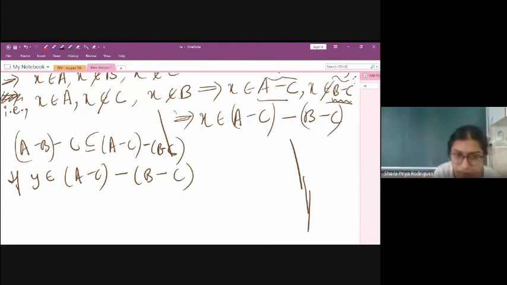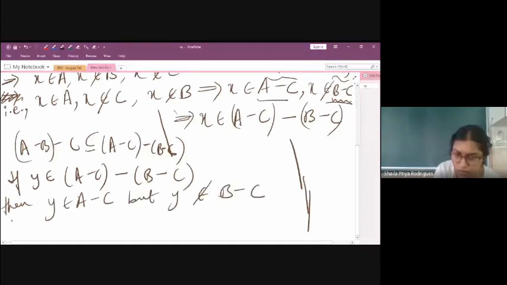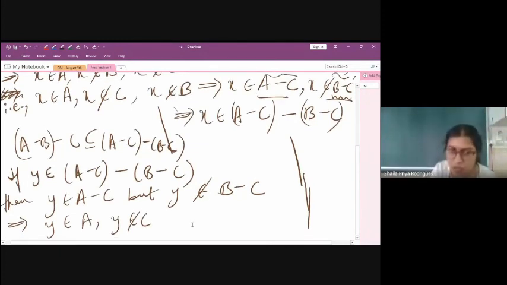All right, so if Y is a part of (A − C) − (B − C), then Y is a part of A − C, but not a part of B − C. This implies Y belongs to A, but not C. Y belongs to A − C means this. And Y not belonging to B − C, what does that mean?